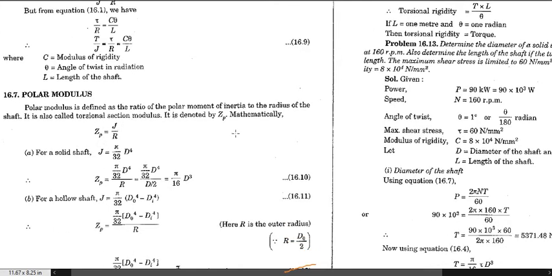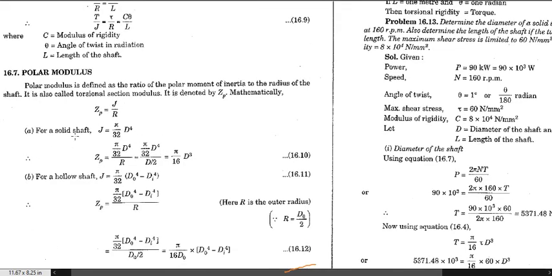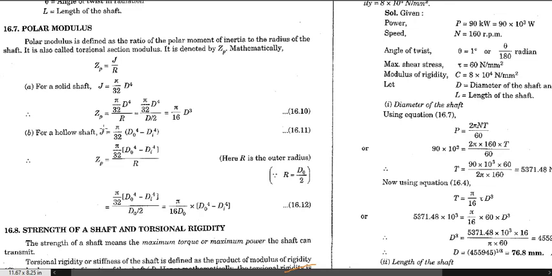Similarly, as we have seen the section modulus, we also have a polar modulus over here, which is defined as the ratio of the polar moment of inertia over the radius. Again, just put these two values and you will get the same formula for the solid shaft as well as for the hollow shaft.